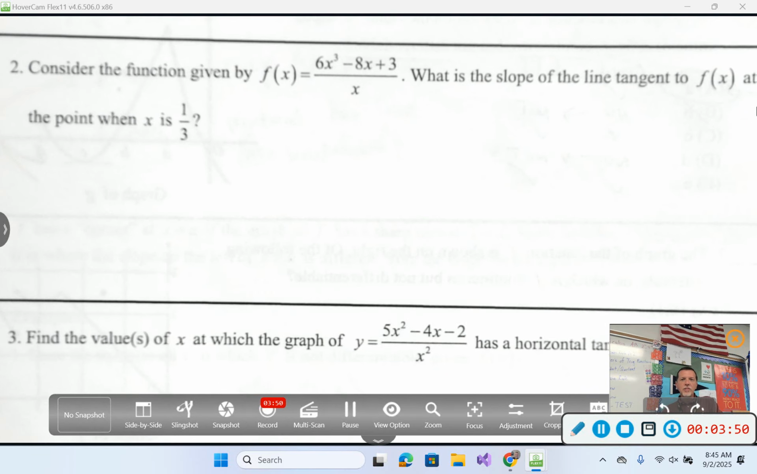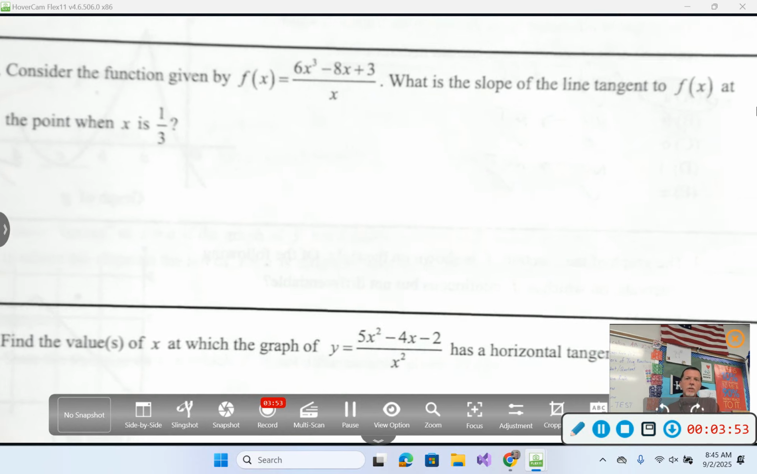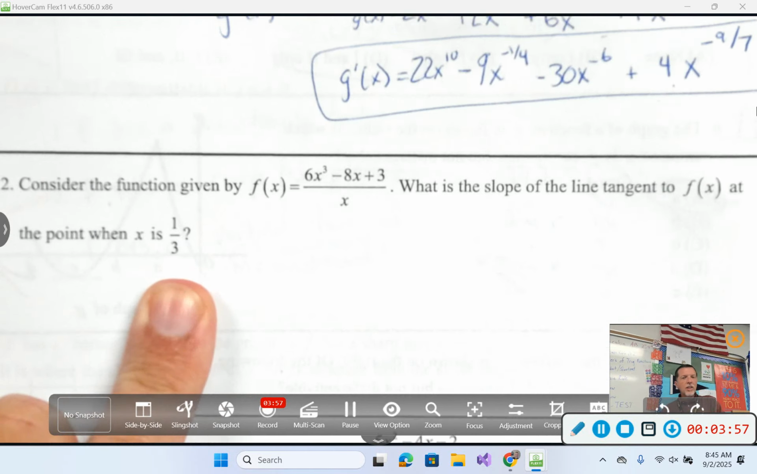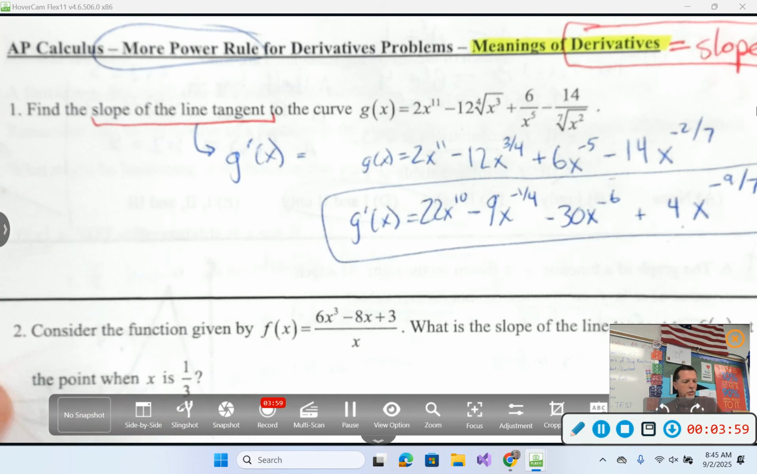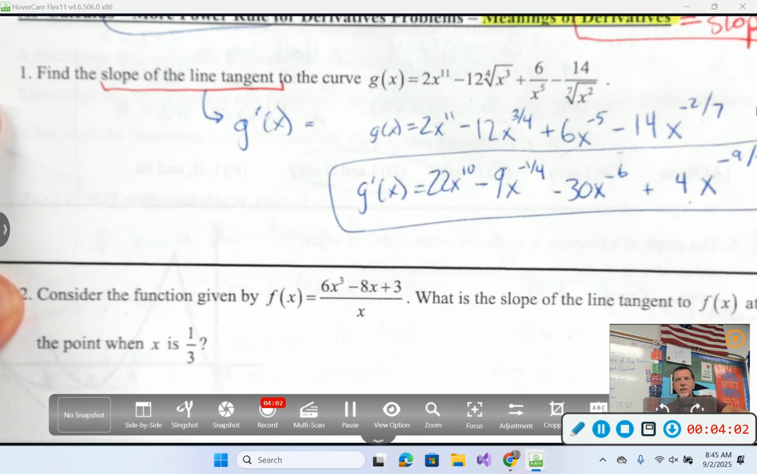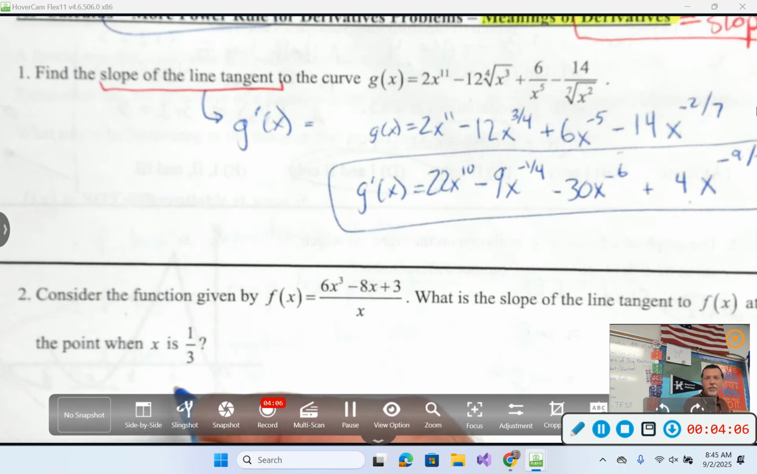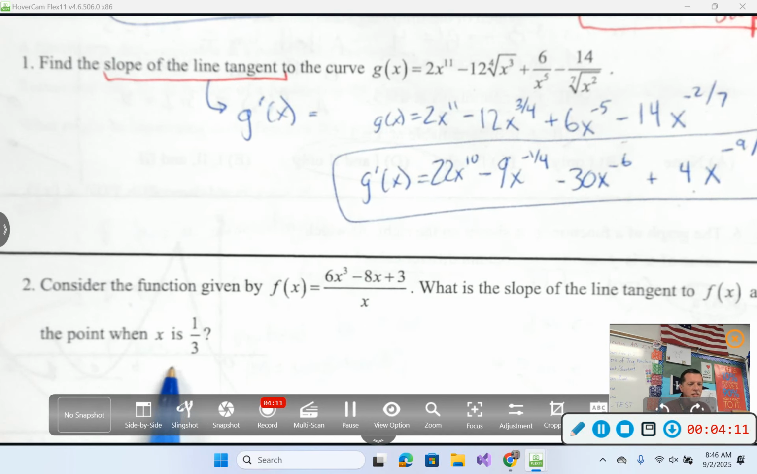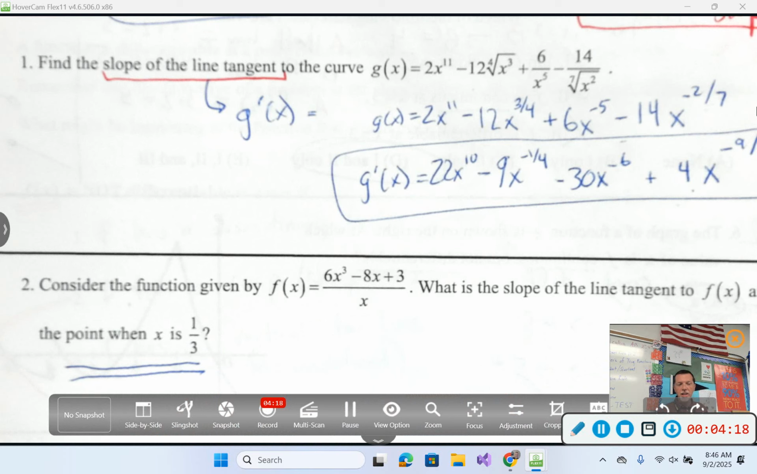Number 2, consider the function given by that thing. What is the slope of the line tangent to the graph when x is 1/3? So how is number 2 different than number 1? If you want to go the long way, we would use the alternate form. That's true. And that's related to what I was hoping someone would notice. We got a point on this one. So after we take a derivative, we'll plug in that point. But I don't want to do the alternate form. I want to do the short form.